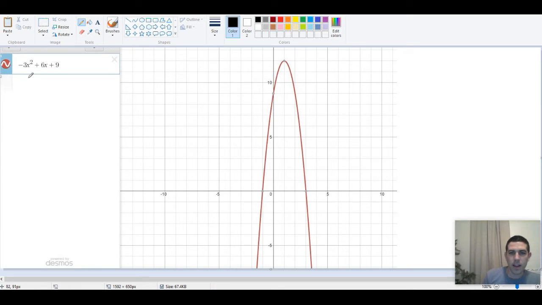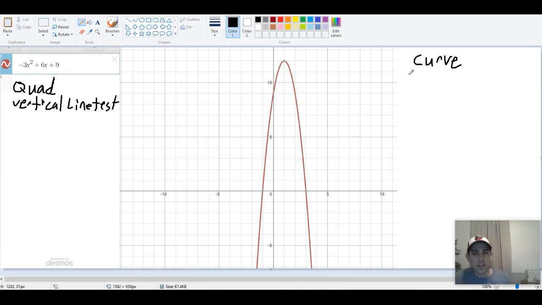Alright, what do we got here? How about a quadratic function? Well, that was pretty easy. How about it has a curve? Alright, you want to keep playing the easy ones? Vertical line test passes it. Alright, how about it opens downward? There's something new we learned. Opens downward. Alright, let's get into our vocabulary.